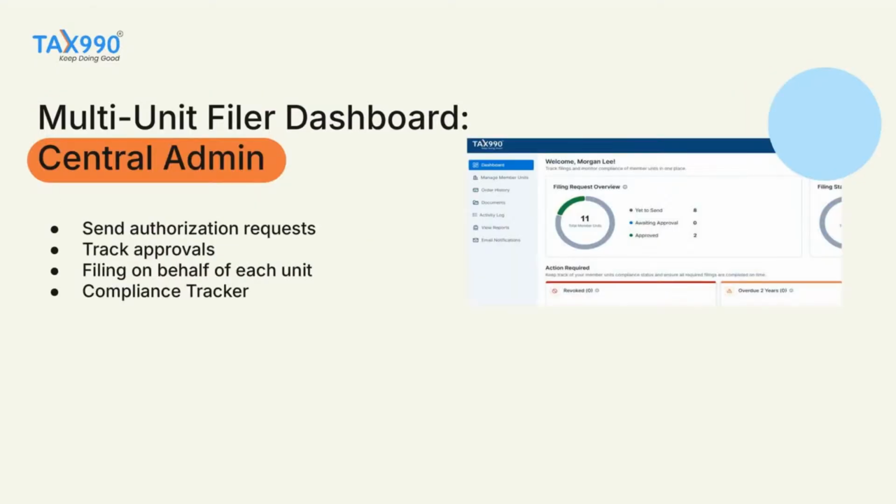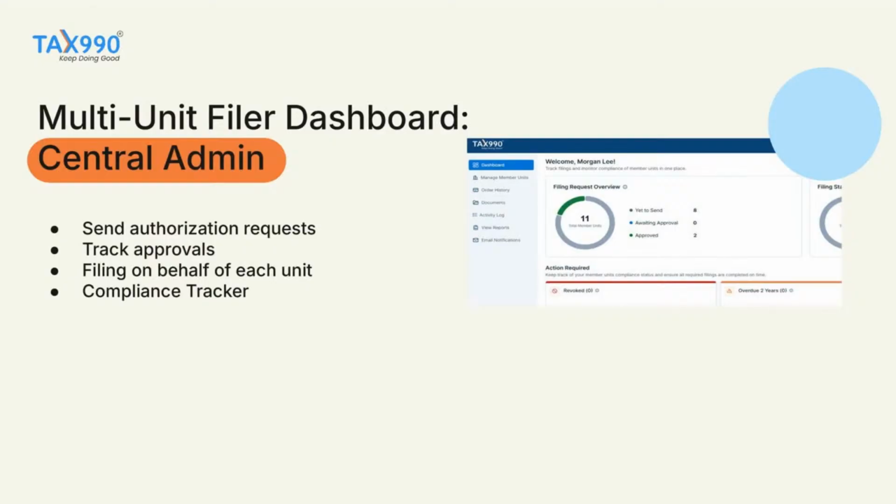All right, let's look at what's exclusive now to the central admin model. There's quite a bit here. Admins can send filing requests to member units, either individually or in bulk. Each request has a tracked status. The statuses include not sent, pending, or approved, so you always know where things stand.